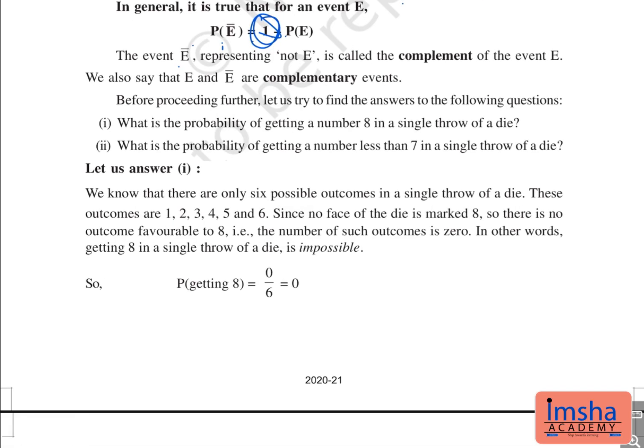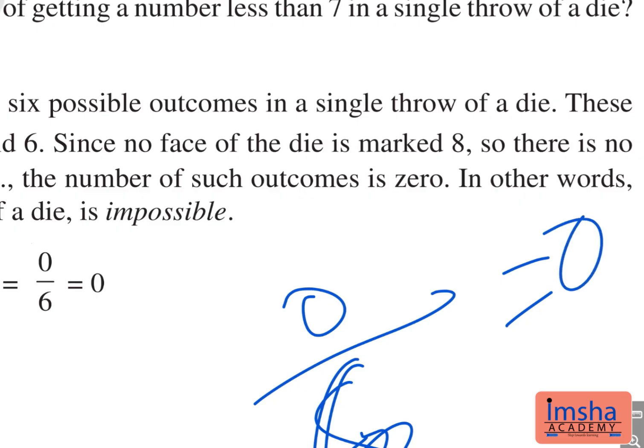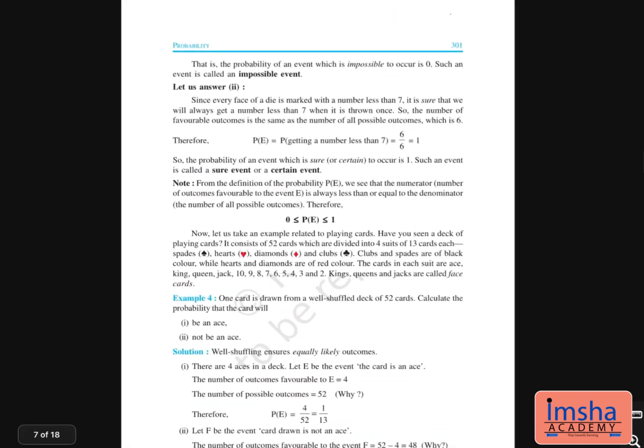What is the probability of getting the number 8 in a single throw of a die? So we know there are only 6 outcomes. So 0, because it is not possible to get the number 8 when there are only 1 to 6 chances. So 0 by 6, that is equal to 0. 0 by anything is 0. I hope it's clear.